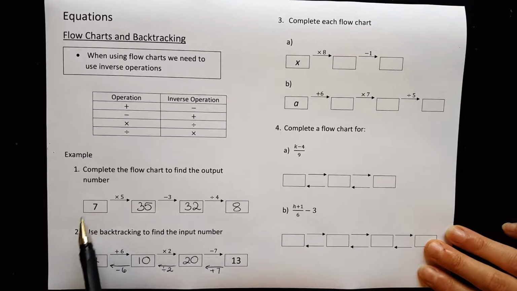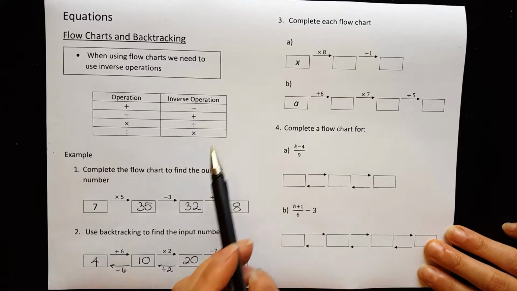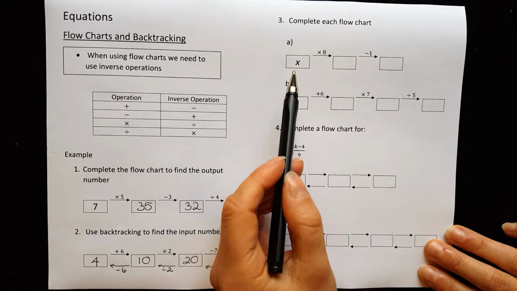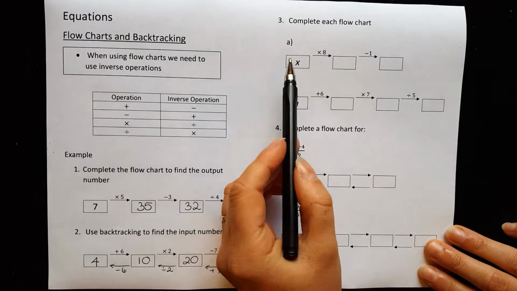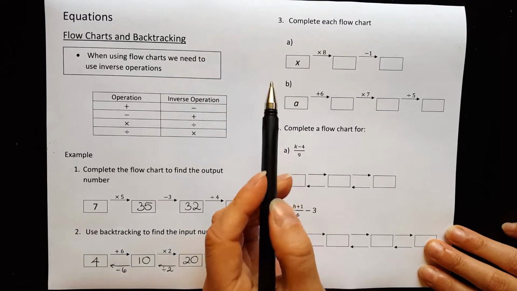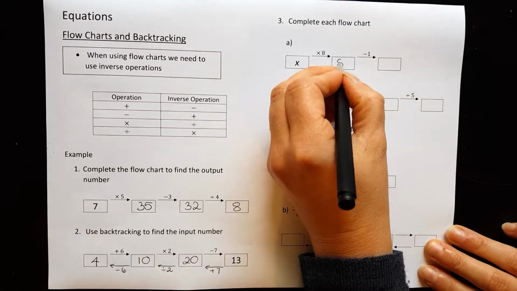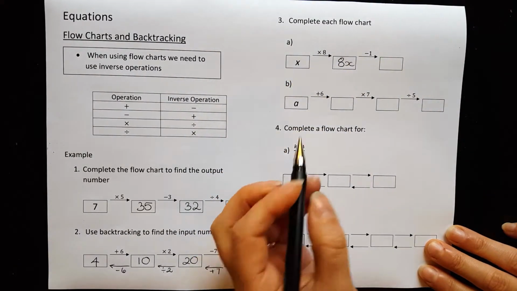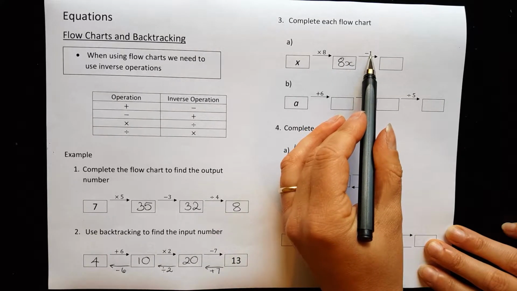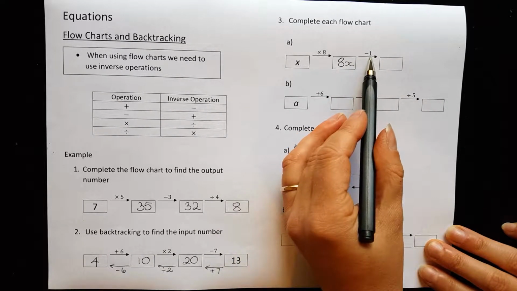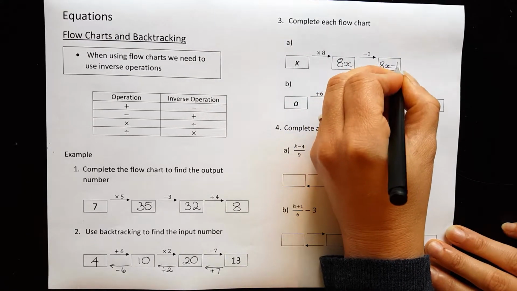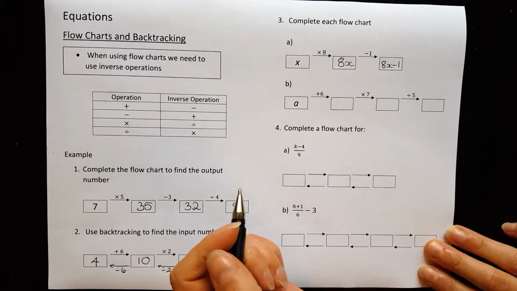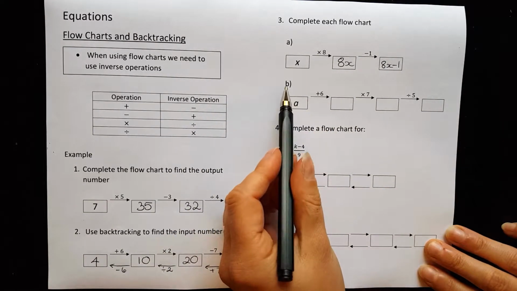In question 1 and question 2, we were just using numbers. But in equations, we want to use letters. So over in question 3, we now want to complete the flowcharts when we have pronumerals in the boxes. If we're starting with x and I want to multiply that by 8, we would write that as 8x. Then my next instruction is to subtract 1. An 8x and a 1 are not like terms, so we just write that as 8x minus 1. So we're building up an expression. Let's do that again for B.